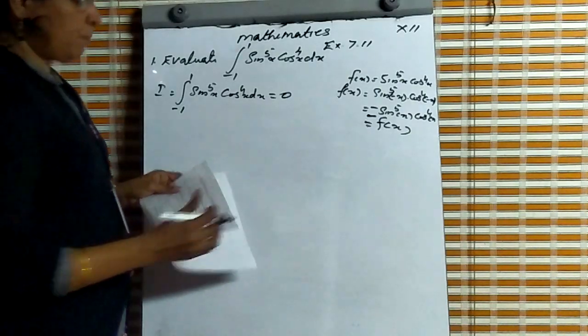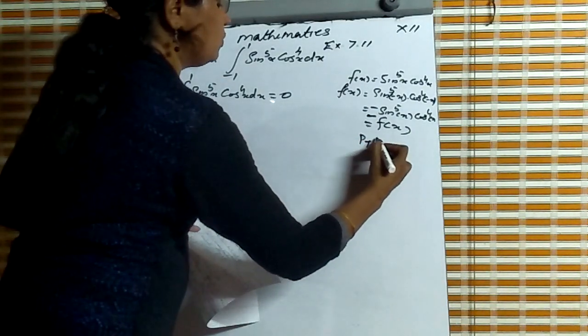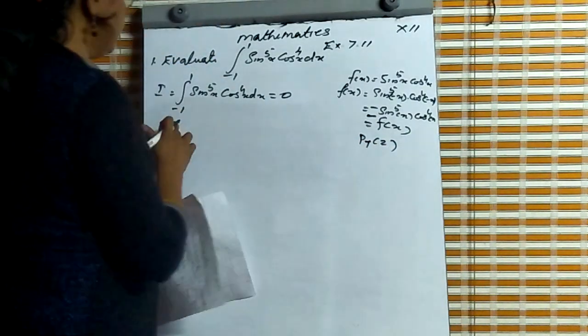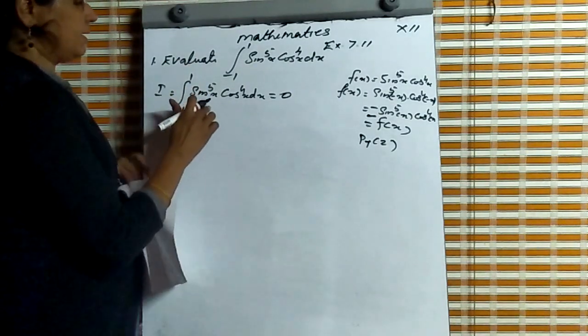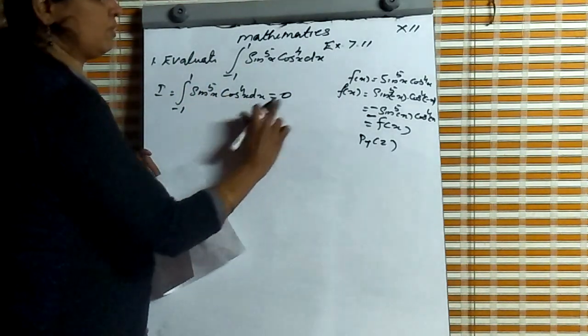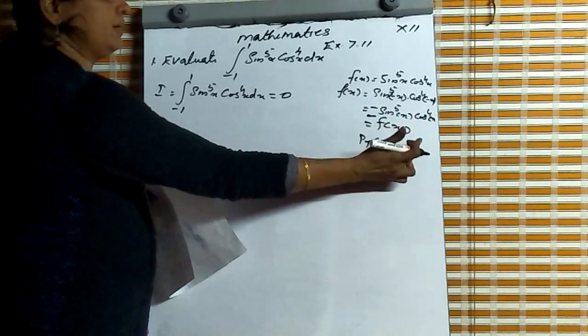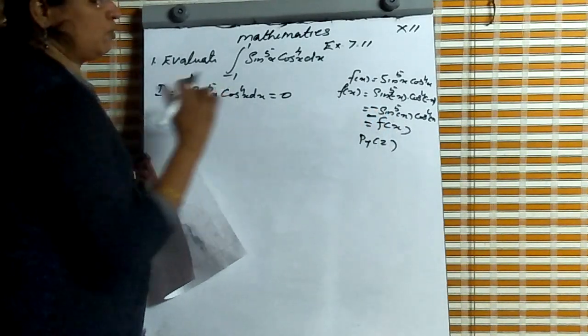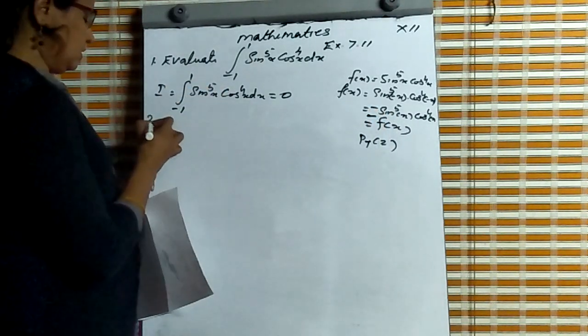By using property 7.2, the integral from minus 1 to 1 of sin^5 x cos^4 x, where f(-x) is equal to minus of f(x), is therefore equal to 0.